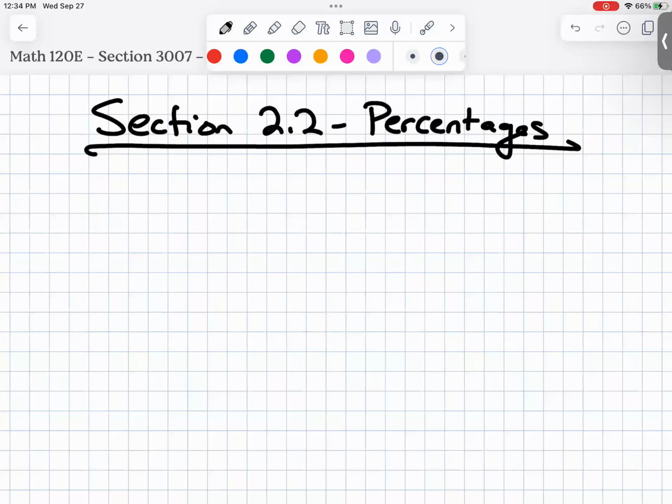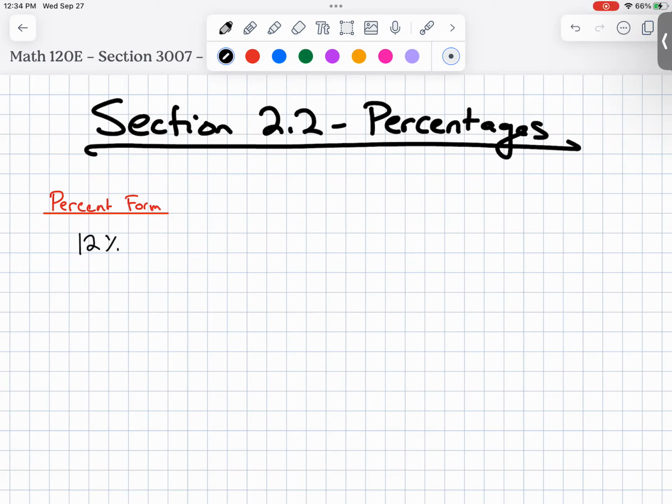So what I'll talk about is percentages. First off, we have percent form. So we have something like 12%, and that's the percent symbol, of course. And so that's the percent form of the number. Now that's equal to 12%.